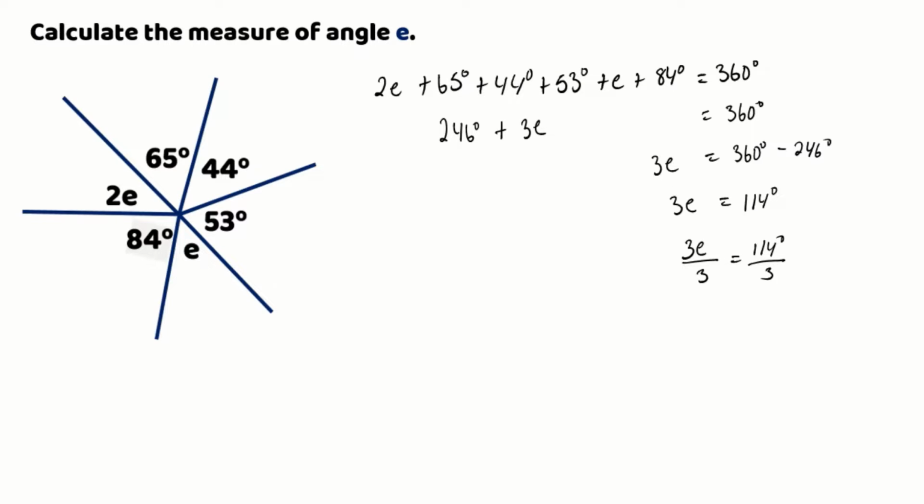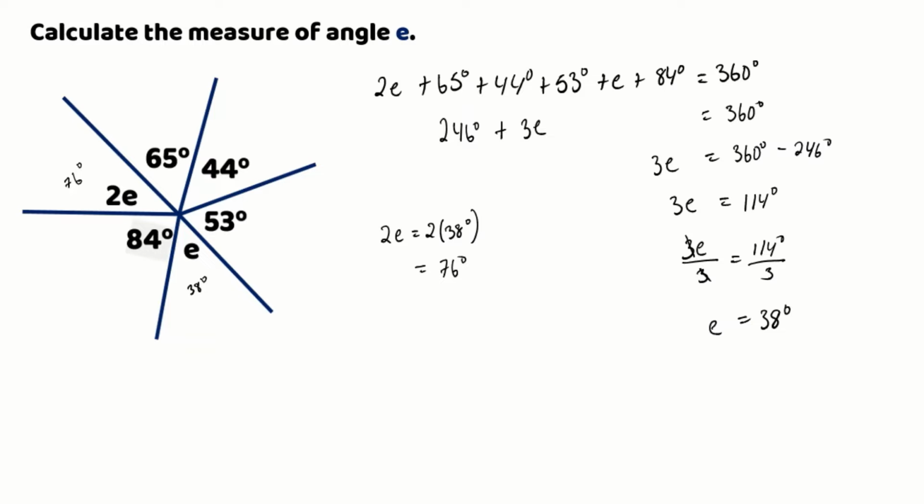And in dividing 3 into 3, they will cancel, leaving us with just e. And when 3 divides into 114 degrees, e will equal 38 degrees. So now that we've found the measure of angle E, which is 38 degrees, I now need to find the measure of 2E. So 2E, and I'm going to apply substitution, substituting my E for my 38 degrees. And 2 times 38 degrees will equal 76 degrees. So my angle 2E is equal to 76 degrees.